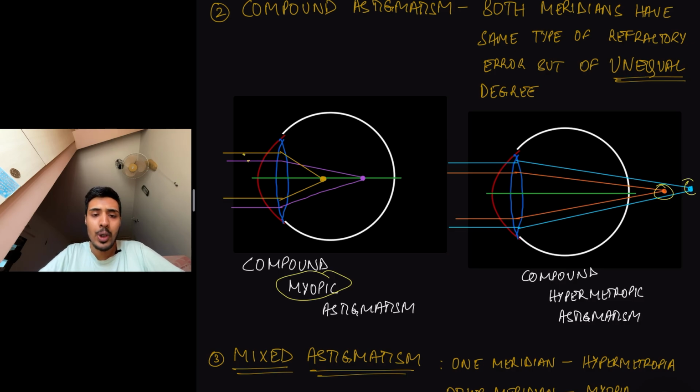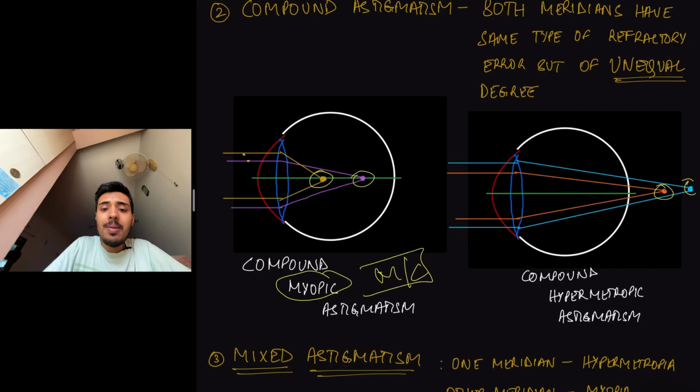We can't call it myopia because you can see that the degree of myopia along one axis is different to the degree of myopia along the other axis. That is why both the meridians have the same type of refractory error but of unequal degree or unequal power. Compound myopic astigmatism is actually the most common type of astigmatism. So this is about compound astigmatism.